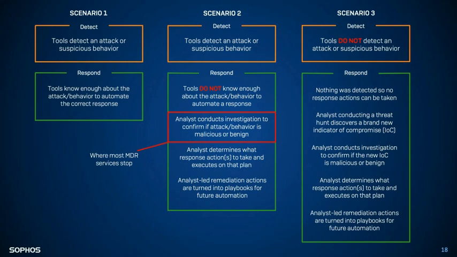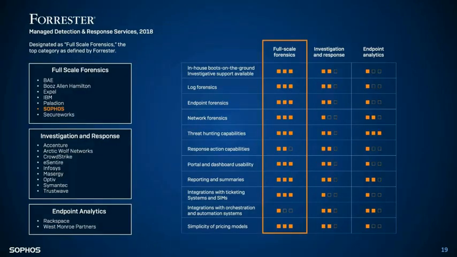Scenario 3 is the tool doesn't detect any type of behavior. And obviously, since it hasn't detected anything, it certainly can't take any type of response. So this is where an analyst who's conducting a threat hunt discovers a brand new indicator of compromise, something we haven't seen before. The analyst is going to conduct an investigation to confirm if this new indicator of compromise is malicious or benign. And then they're going to determine what actions they're going to take. And again, the outcome from that investigation process gets fed back into the tool set. So with Sophos Managed Threat Response, we're able to address all 3 of these scenarios, and you see how much further we go from some other providers that are out there.